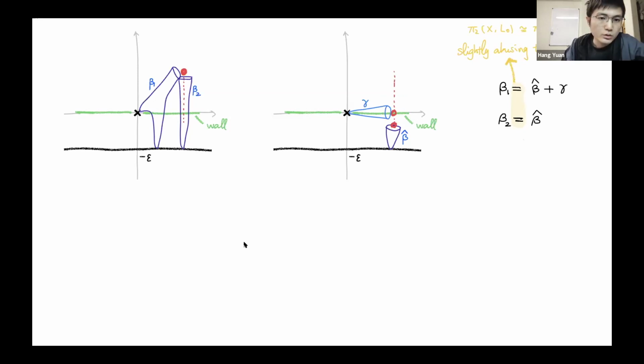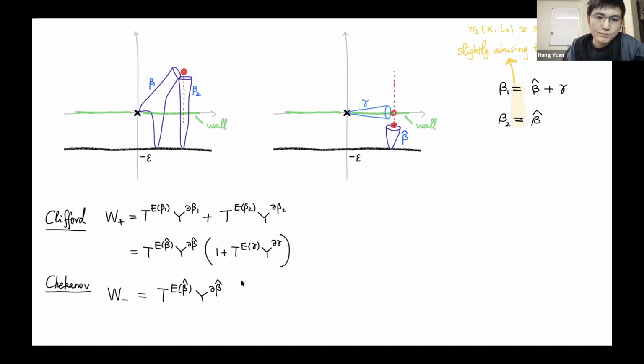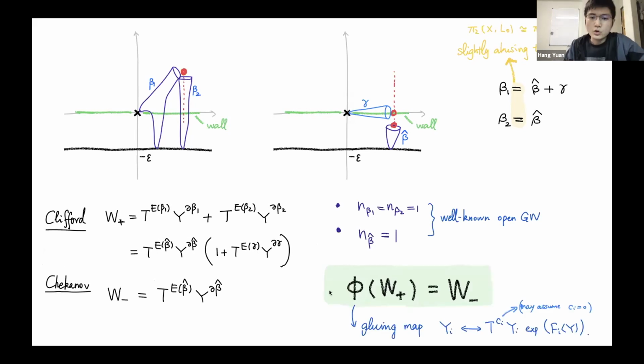Then you have two superpotentials. They are actually very well known, so let me skip that. And according to the non-Archimedean SYZ mirror construction, you have some gluing map which takes this form, and this gluing map must send the Clifford superpotential to the Chekanov superpotential.